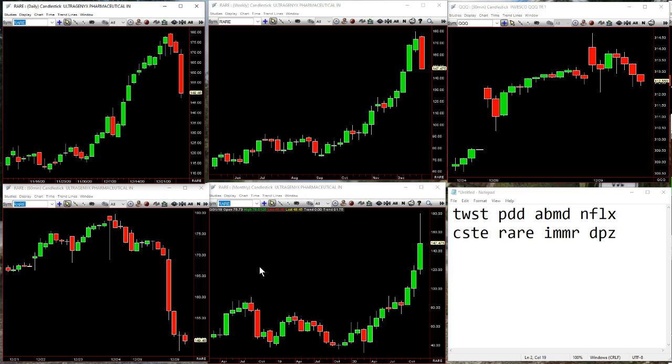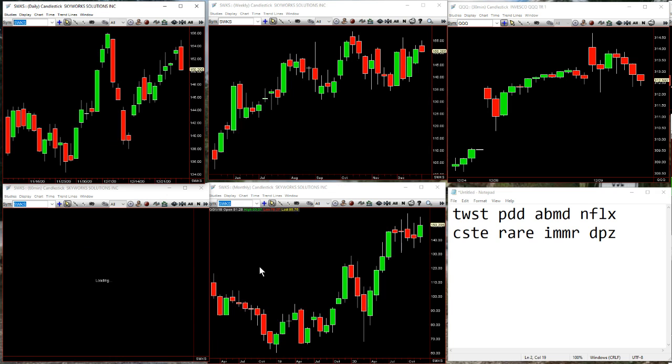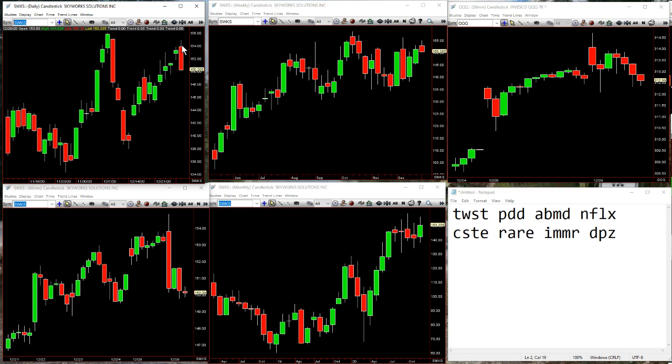So we're losing that SMH until Intel started to pop up, like SWKS. Here becomes an outside day, right? Coming back to a previous range, which is what we like, right? We'll see if that goes inside on the 60. We've got AMD was coming in here too.